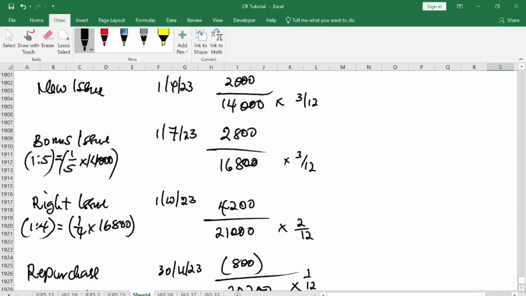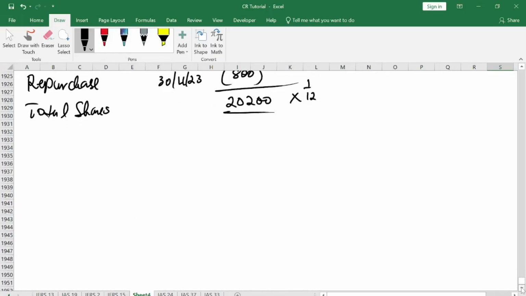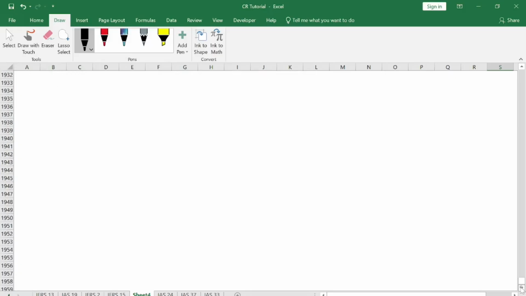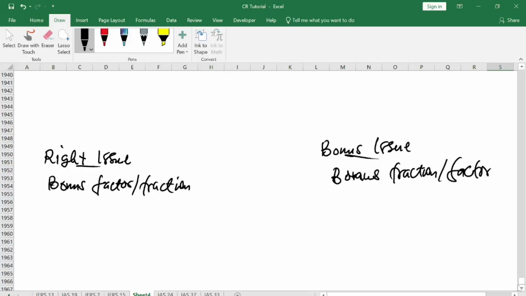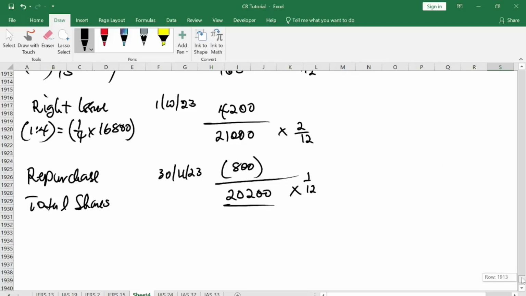So let's look at the adjustments. There are adjustments to be done, right? We have the rights issue and we have the bonus issue. And these come with what we call a bonus factor or fraction. The same applies to this one, bonus fraction or factor. Okay, so how do you go about it? So the bonus issue by this and the rights issue. So the rights issue was 1 for 5 shares. And the bonus is 1 for 4 shares. When you go to the table, you see them.